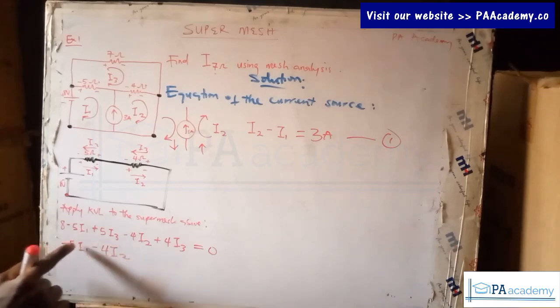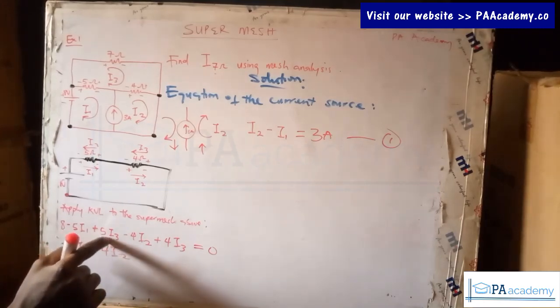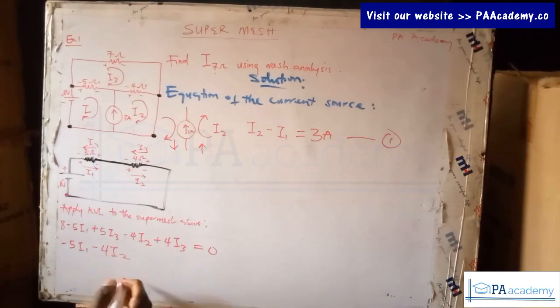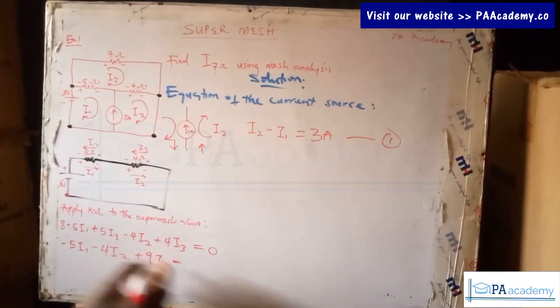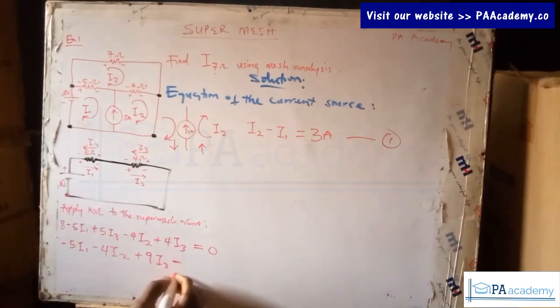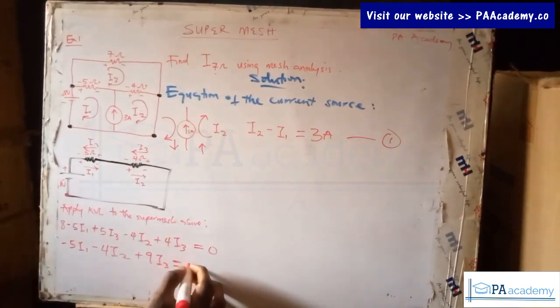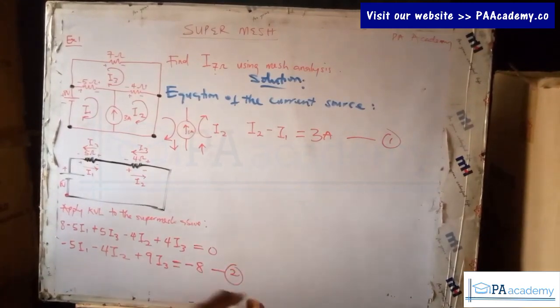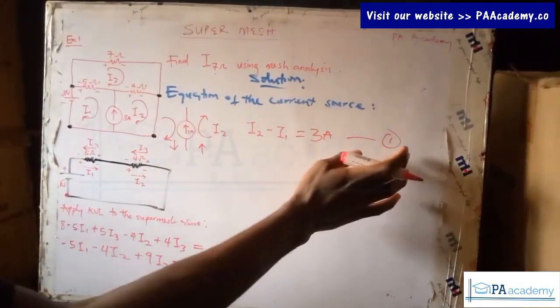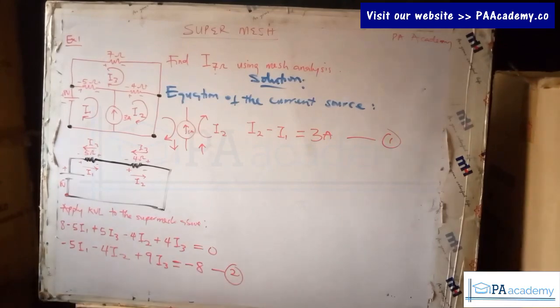So we're having plus 5 I3 and then plus 4 I3. That's going to give us plus 9 I3 and then equals to, so if this 8 should come to the other side of the equals to sign, it becomes minus 8. So this is our equation 2. Don't forget, this is our equation 1 and this is our equation 2.